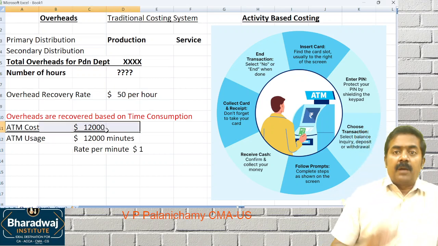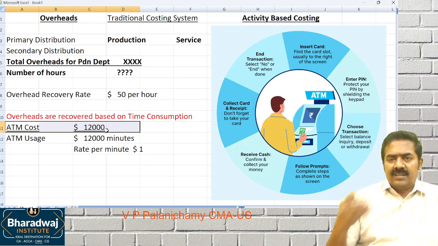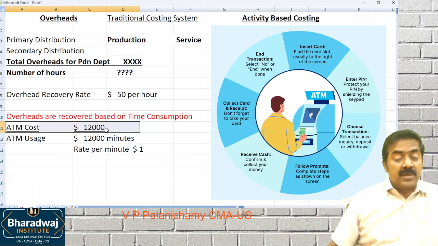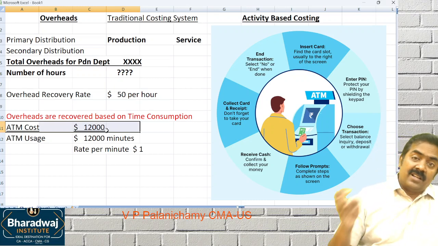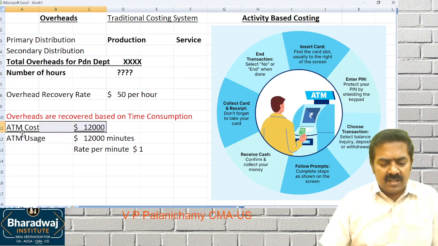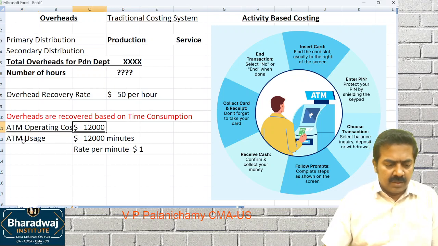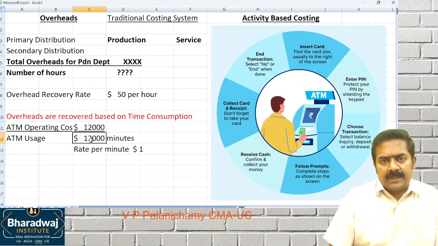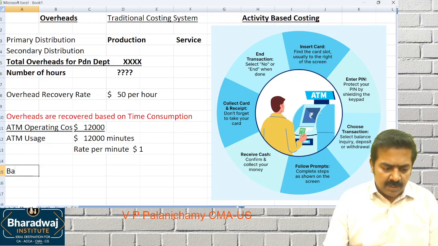Okay, ATM cost means operating cost, not investment cost. What do you mean by operating cost? Okay, rent for the place, air conditioning, lighting expenses, then security expenses, maintenance of the ATM, maintenance of servers. There is cash that is kept idle, opportunity cost of cash like that. ATM running cost, ATM operating cost. ATM operating cost came to 12,000. ATM is used for about 12,000 minutes, let us assume. So what is the rate per minute? $1.